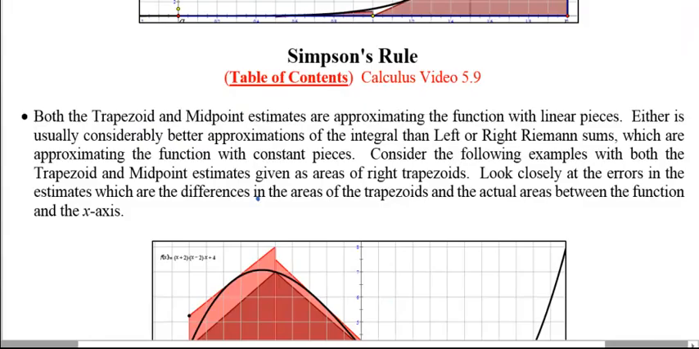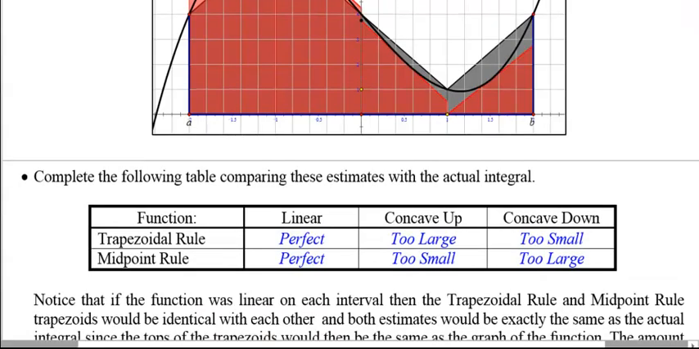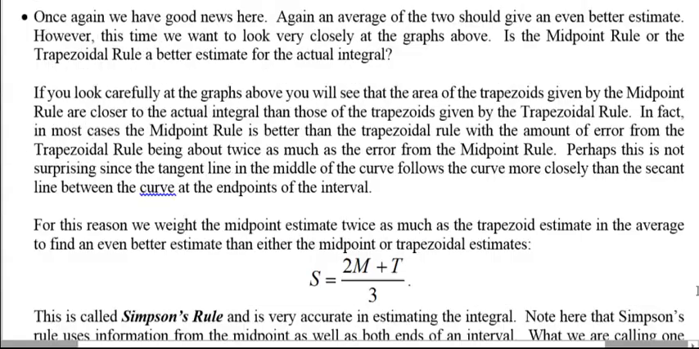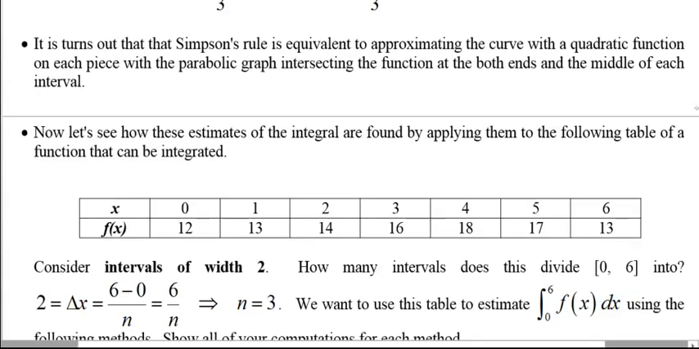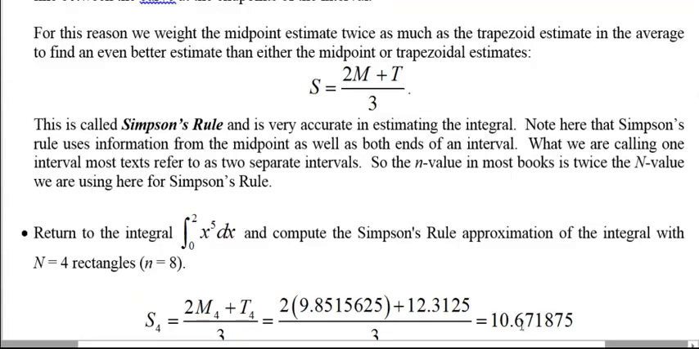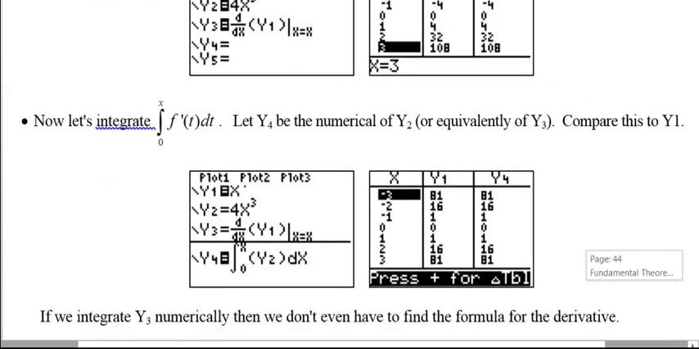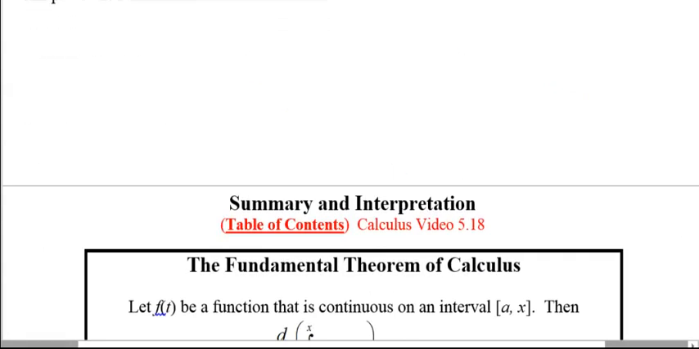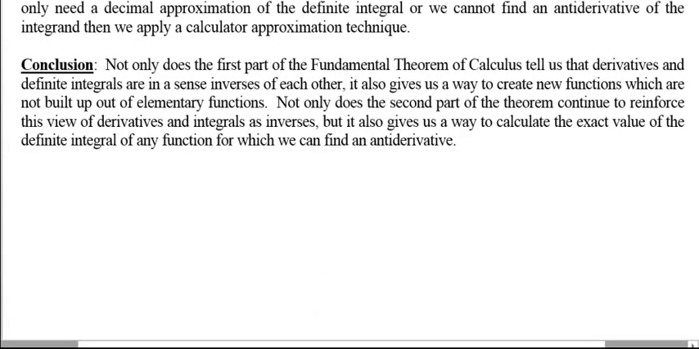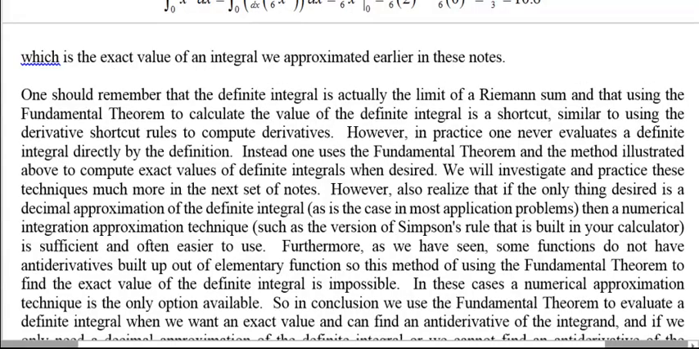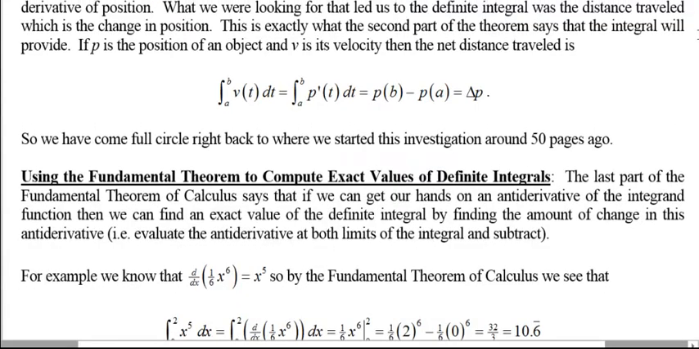And notice we did Simpson's Rule for this one with 4 rectangles, and we got pretty good. Here it is. 10.671875 is what Simpson's Rule came up with. The actual answer, as we've just seen, is 10.6 with the 6 repeating. Of course, if we had used a larger n, our Simpson's Rule, or any of them, left, right, trapezoid, midpoint rule, all of them would have been much better estimates. So anyway, that's how you can do a definite integral.